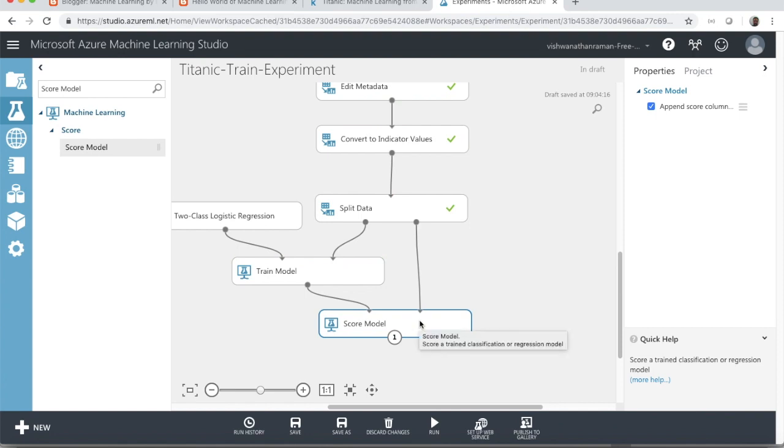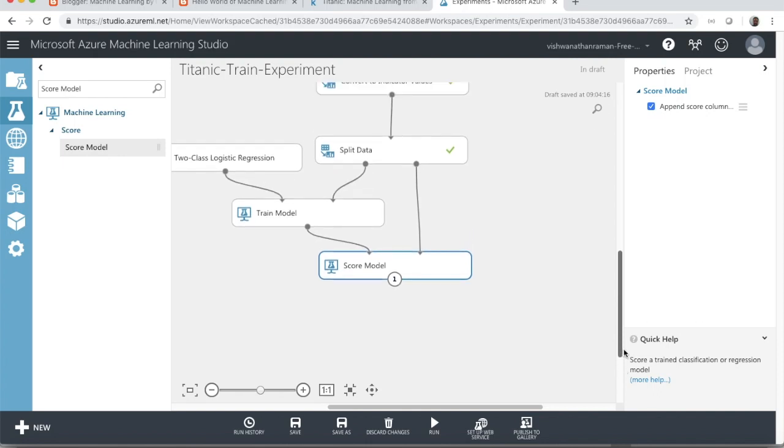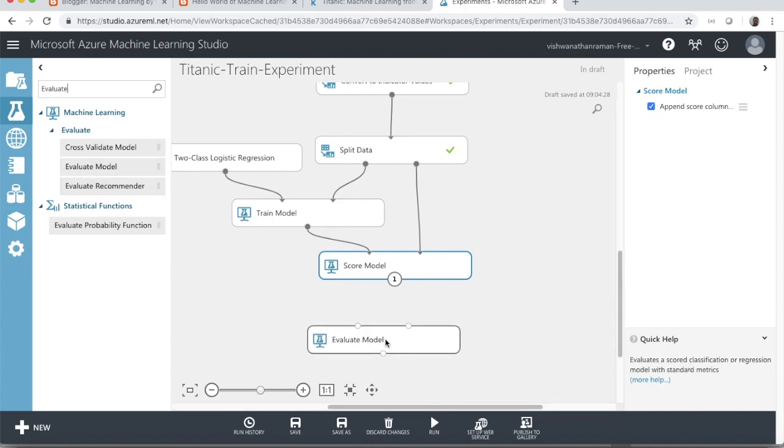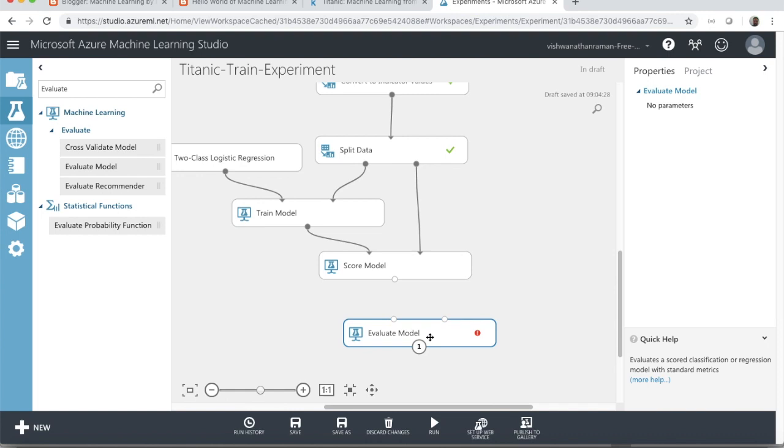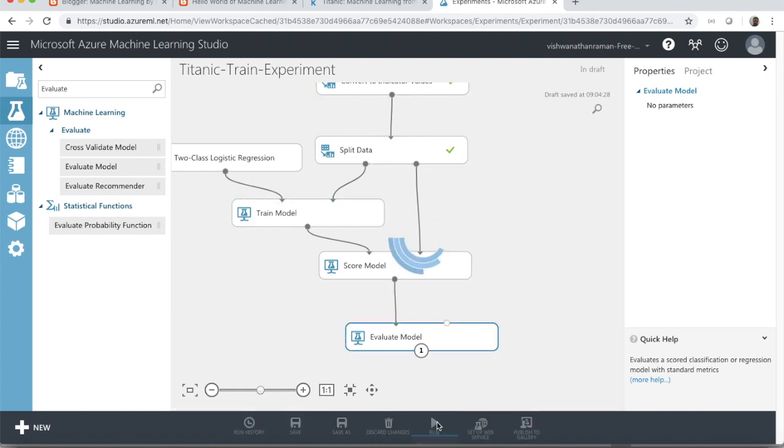Not to worry if you have not been able to understand so far. I will try to make it crystal clear by the end of this particular exercise. And then finally, we are going to drag and drop one more component called the evaluate model. Now, this is a very important component as well. And I'm going to connect the output of the score model to the evaluate model. And I'm just going to run this particular workflow all over again.